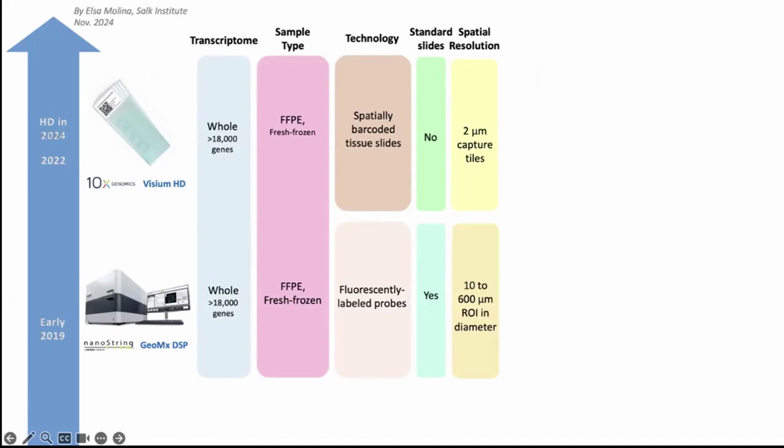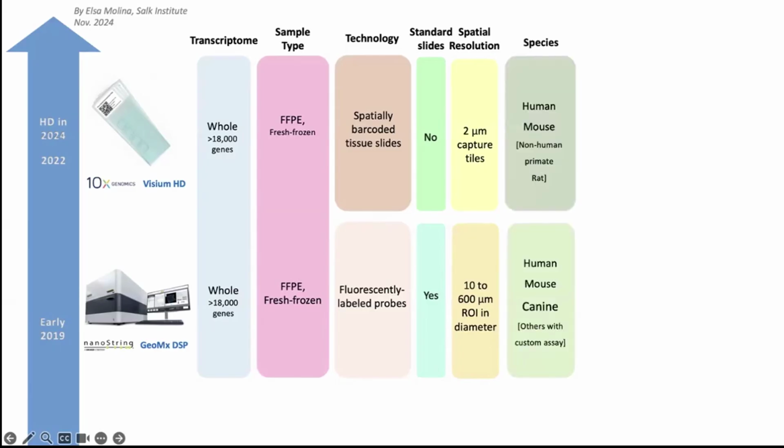Then the spatial resolution. So for Visium HD, it's going to be 2 micrometer capture tiles. For the GeoMx, it really depends on the region of interest that you are going to draw. Usually it's between 10 to 600 micrometers in diameter.